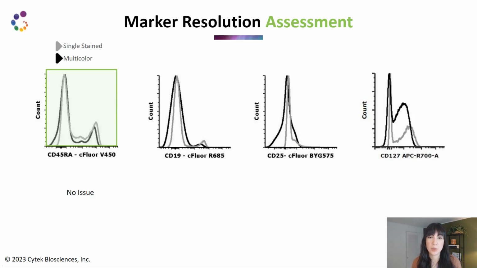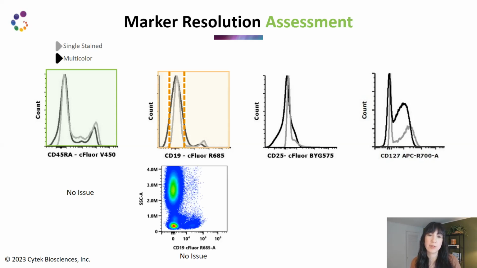In our second example, we can start to notice that the negative population is a little bit wider in the multicolor scenario compared to the single stain scenario. So I am being a little bit more alert now, but the first thing I would do, since histograms can be a little bit challenging to look at, I would first move to a dot plot. If I look at the dot plot, I can see that I can resolve the CD19 positive cells. So I would say this actually is not really an issue that I'm going to be concerned about. I'm happy with this marker.